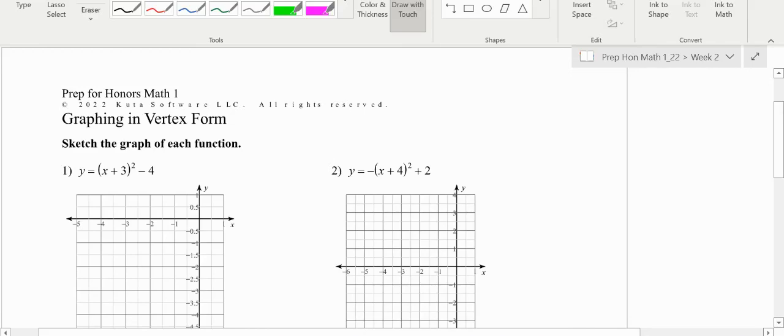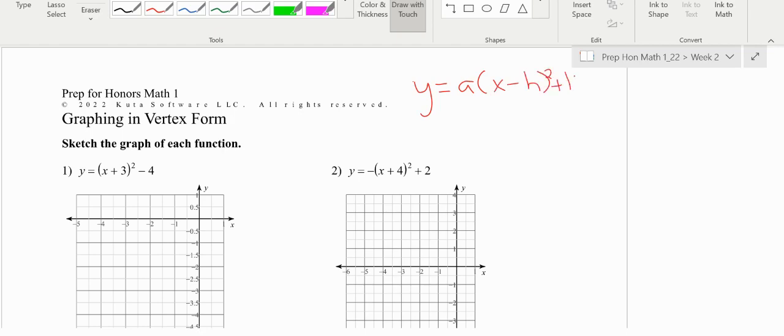In this video, we're going to look at graphing quadratics, but this time in vertex form. So in the previous video, we saw standard form, which was our ax squared plus bx plus c. In vertex form, it still is representing a quadratic, but we write it a little bit different. So our vertex form is (x minus h) squared plus k.